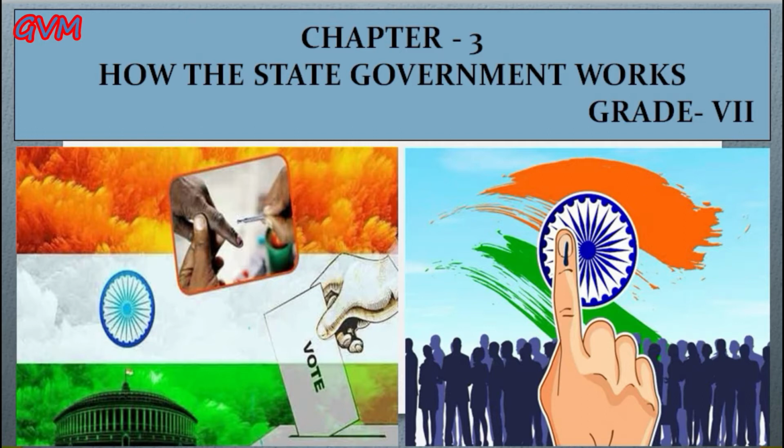This is your civics teacher here, and this time I am here with a brand new chapter of NCERT grade 7, that is how the state government works. Students, as you all know, the government in India works at 3 different levels, and those are local, state and national level. And students, the state government works as a link and channel between the people and the central government.